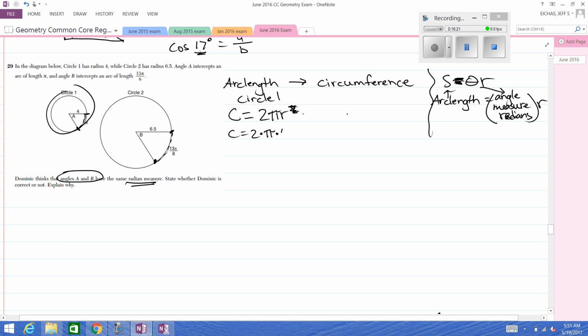Oops, not squared, just r. So that's 8 pi. All right. Circle 2. Circumference. Okay, so that's 13 pi. All right. Now, what I'm going to show here is relative to their circles, these arc angle measures are the same.